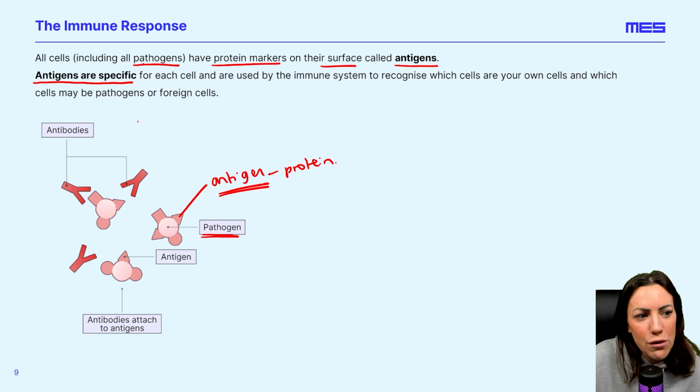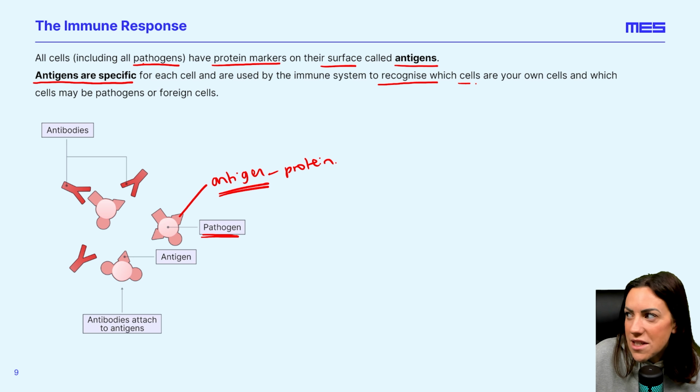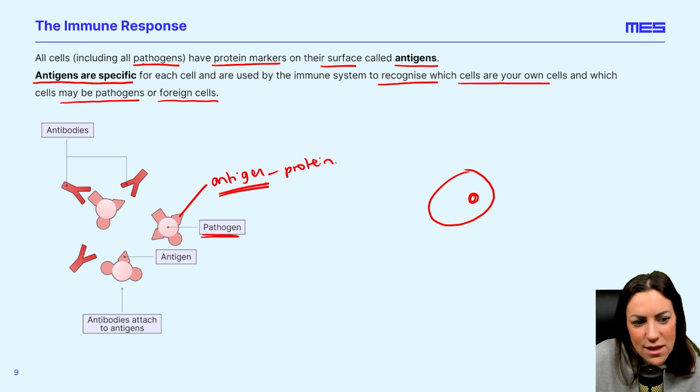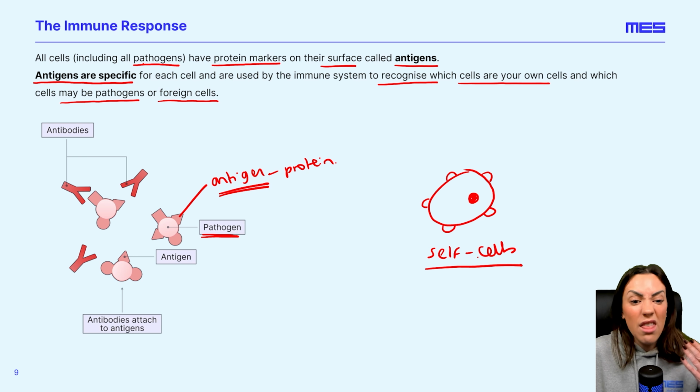And this is how your immune system can recognize which cells are your own cells and which cells may be pathogens or foreign cells. Because your body cells, let's imagine this is one of your body cells, they have antigens on their surface that are specific, they are a specific shape. And your immune system will recognize those antigens and will know they are your cells, they are self cells.